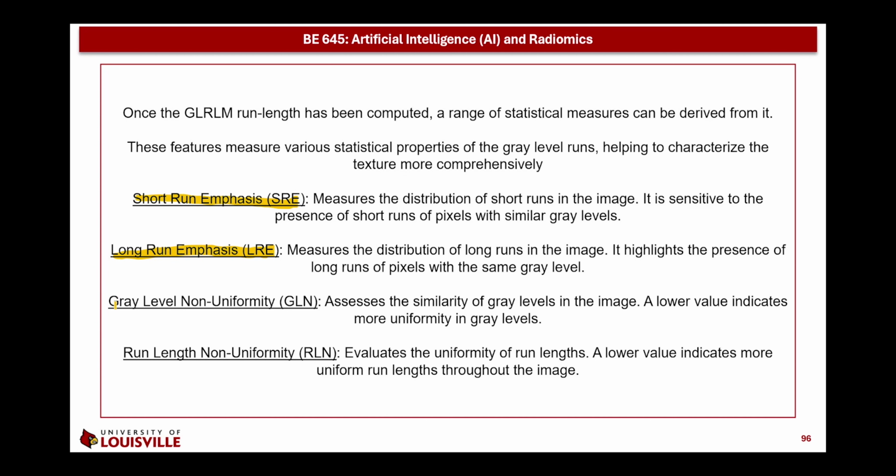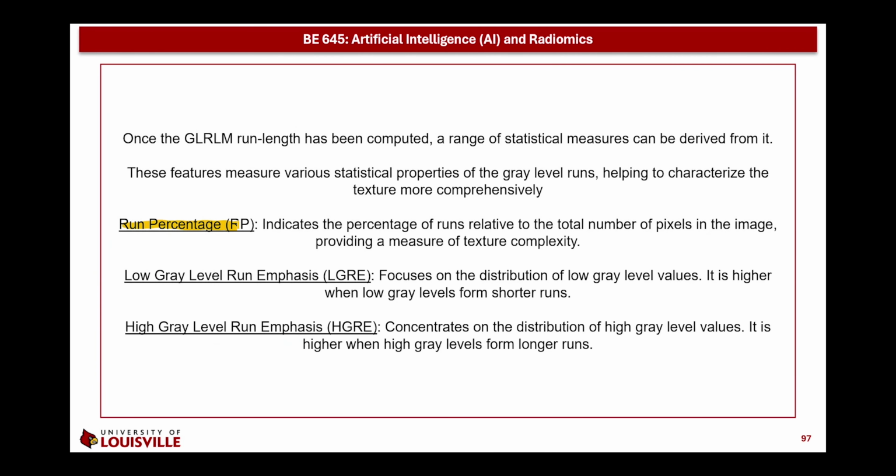Gray level non-uniformity, GLN. It measures the similarity of gray levels in the image. A lower value indicates more uniformity in gray levels, and vice versa. Run length non-uniformity, or RLN. It measures the uniformity of run lengths. A lower value indicates more uniform run lengths throughout the image. Run percentage, RP. It indicates the percentage of runs relative to the total number of pixels in the image, so it can provide a measure of texture complexity.